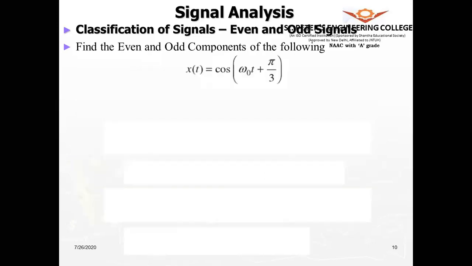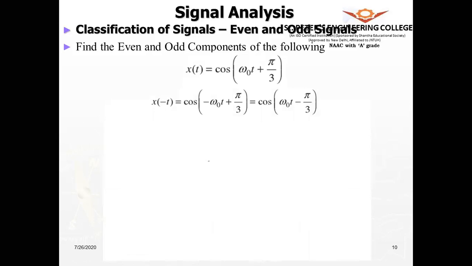Next signal: x of t is equal to cos omega naught t plus pi by 3, where pi by 3 is a phase angle, and we know the cos signal is an even signal. So let us find the even and odd components of this given signal. So x of t is equal to cos omega naught t plus pi by 3. X of minus t will be equal to cos, you have to apply minus t, so therefore we get cos omega naught t minus pi by 3.